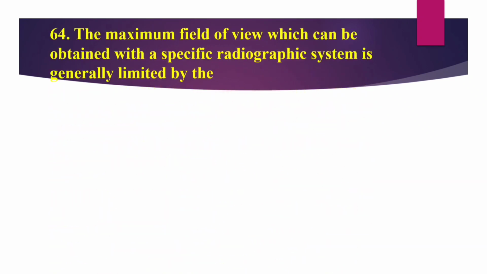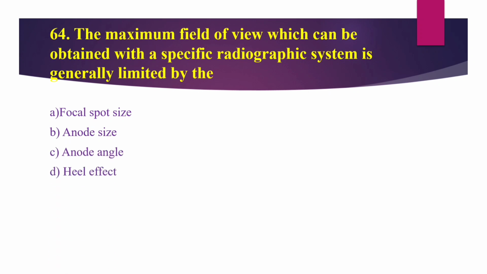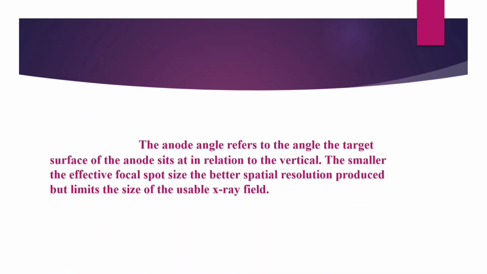Now moving on to the next question, number 64. The maximum field of view which can be obtained with a specific radiographic system is generally limited by the option A, focal spot size, option B, anode size, option C, anode angle, and option D, heel effect. So the answer is option C, anode angle. Now let's see the explanation.